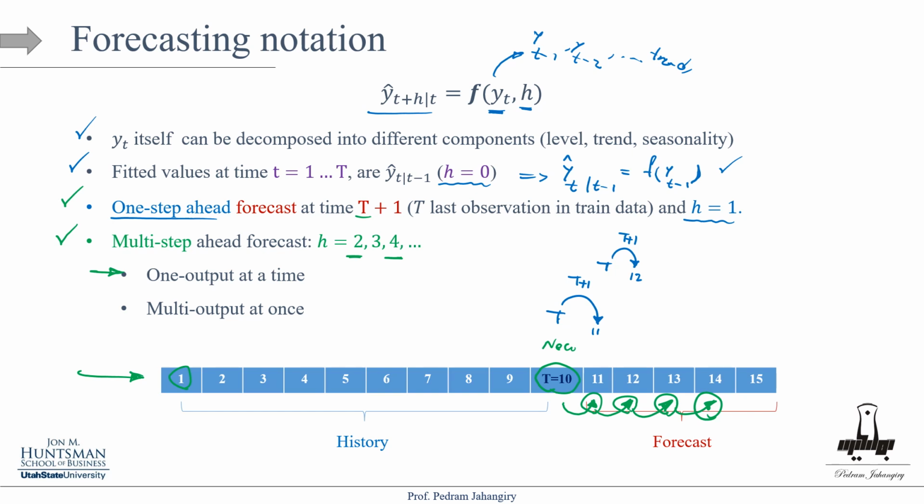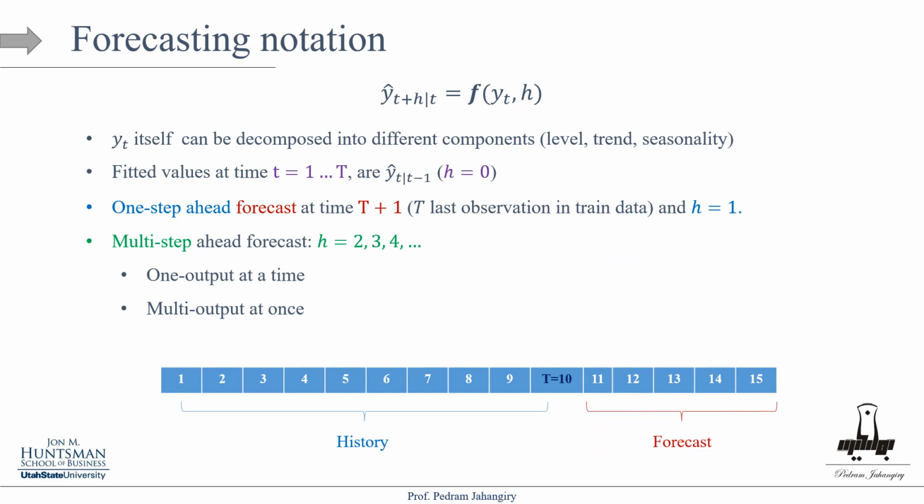Versus, let me use red, if you want to do multi-output at once. Let's say we are at time t, and then you want to predict the forecasting horizons 1, 2, 3, 4, or basically time index 11, 12, 13, 14, all at once. So all the forecasts are going to be produced at once, if that makes sense. So hopefully this notation makes sense. All right, so basically what I want you to take away from this slide is that using this formula, we can figure out the fitted values and forecasts.